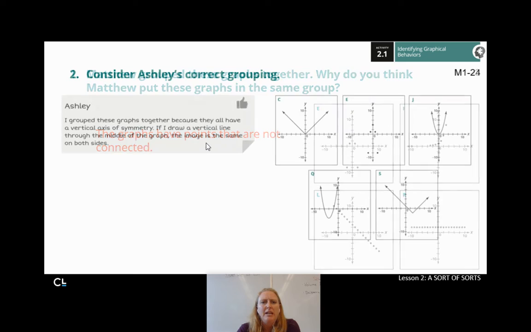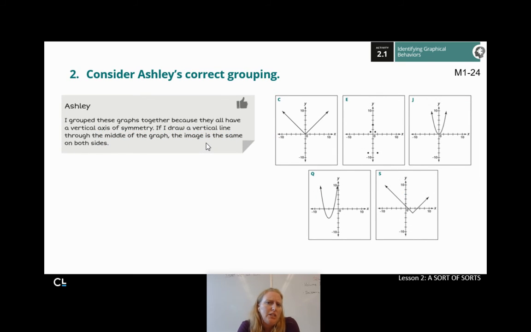What about on the next page? What about Ashley's grouping? Ashley has graphs C, E, J, Q, and S. And here's what Ashley said. Ashley said, I grouped these graphs together because they all have a vertical axis of symmetry. If I draw a vertical line through the middle of the graph, the image is the same on both sides. Ooh, Ashley. So Ashley says if you draw a line in the middle of the graph, the left side mirrors the right side, all that good stuff.